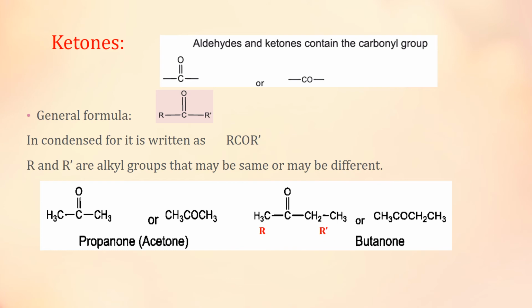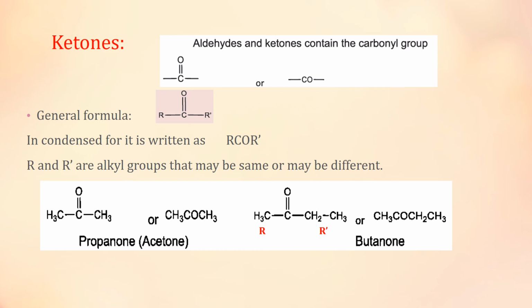In this propanone you can see the carbonyl group is in the center, and on both sides two methyl groups are attached. And in case of this butanone you can see that on one side of the carbonyl is the CH3 methyl group, and on the other side of the carbonyl group is the ethyl group, CH2CH3. So in this butanone, the two alkyl groups R and R dash are different.